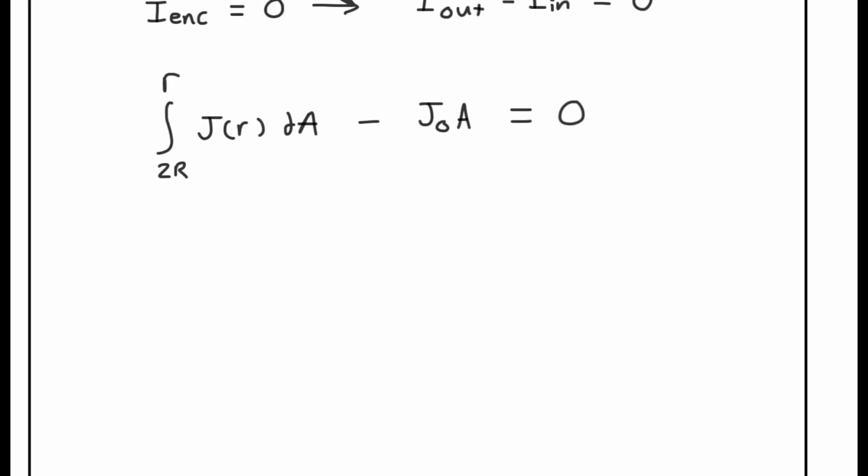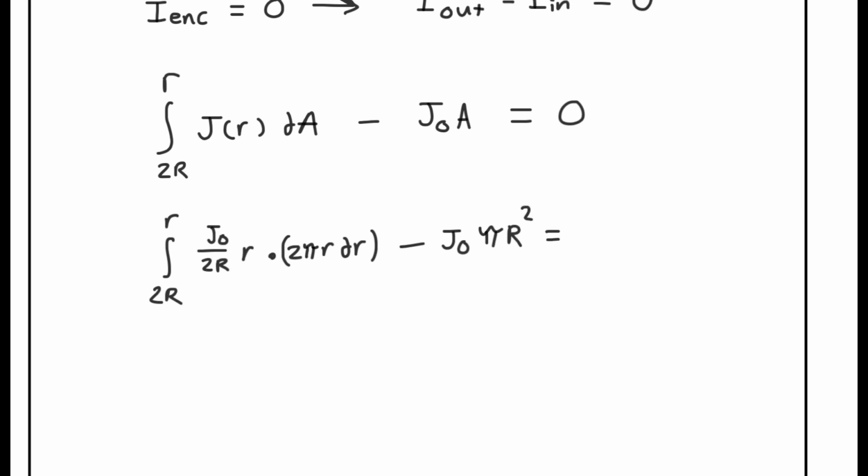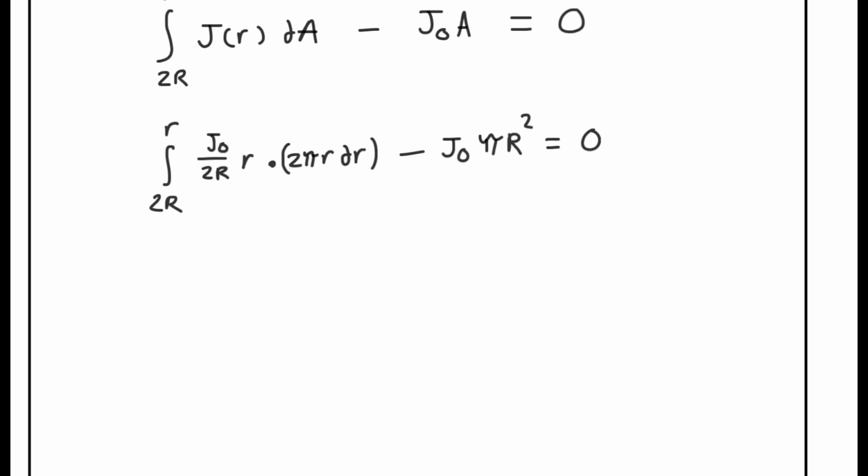So integrate from 2R to r of J0 over 2R times r. And dA is 2 pi r dr, so don't forget that you can't just integrate with respect to r. You have to use the fact that if we have a circle, a tiny area slice of that circle is a thin circular ring. And then we just had a radius of big R for our inner wire, so J times pi R squared was that current. All right, now we just simplify. So I can pull a J0 and a pi and a big R out of this integral. And then I'm left with r squared, so I end up integrating r squared, so I get r cubed over 3 from 2R to little r.